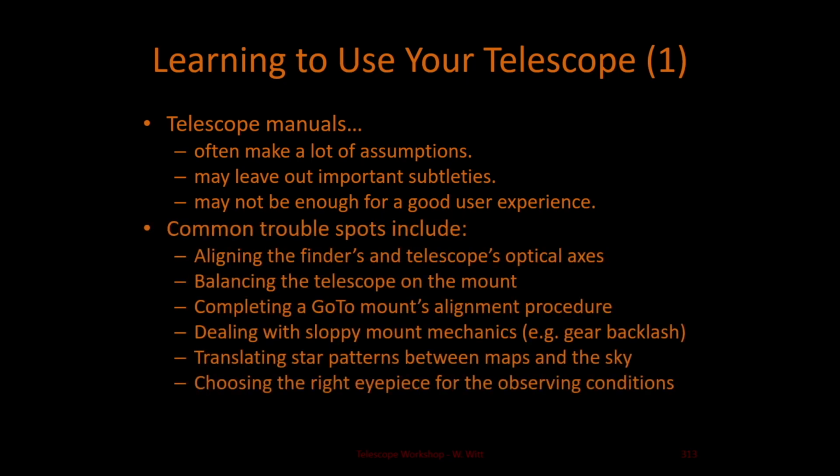Common trouble spots include aligning the finder, balancing the tube on the mount, completing a go-to mount's alignment procedure, dealing with sloppy mount mechanics, like for less expensive mounts. They may work well, but they may require some tricks to really get to work for you. It may be difficult at first to translate star patterns from a map to the sky. So maybe everything's working, but you're looking at your map going, this thing should be there, and I don't see it, because it takes some practice to do that translation. And also just choosing the right eyepiece for the observing conditions at first can be tricky.